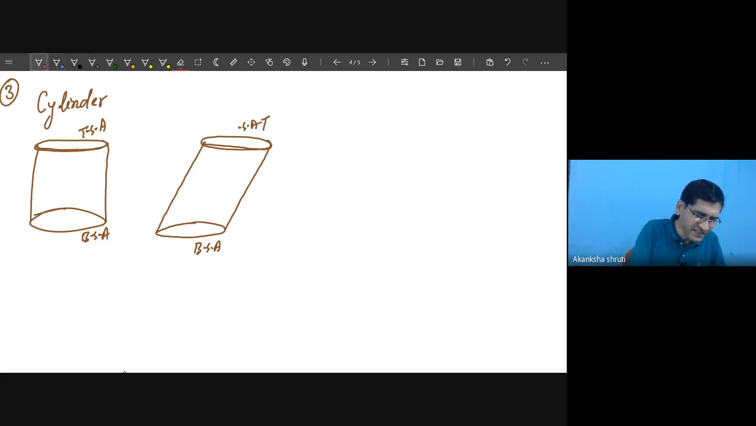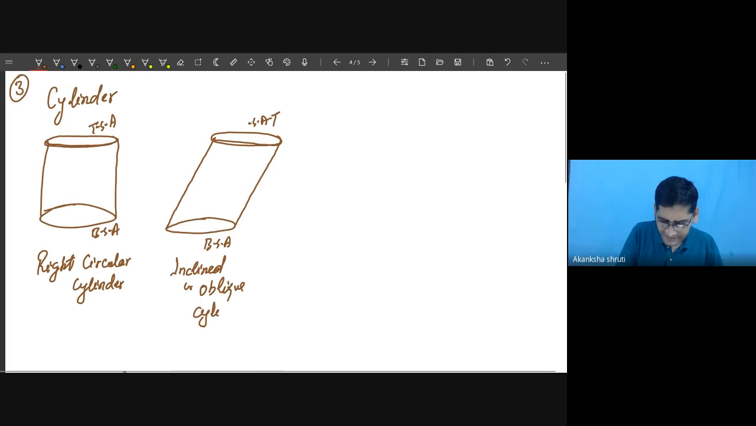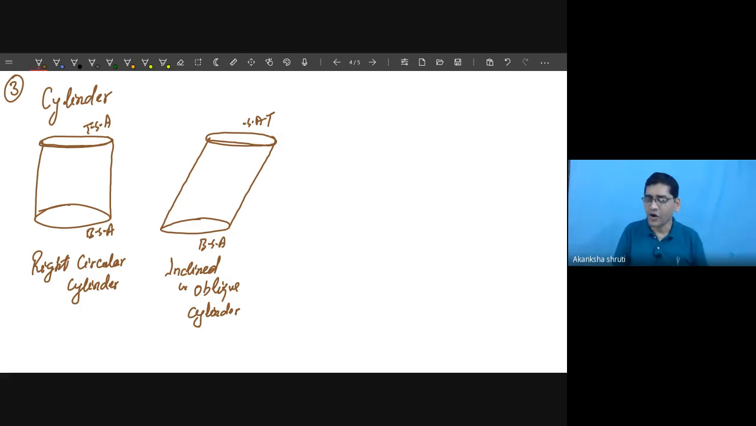So the first one is called the right circular cylinder. And we have to learn about this one. It is the inclined or oblique cylinder. How are we observing oblique or inclined? For that, here we are observing that the curved surface area is not perpendicular to the base.